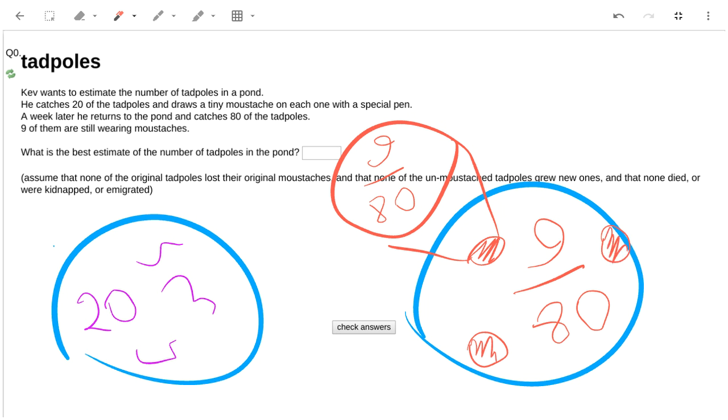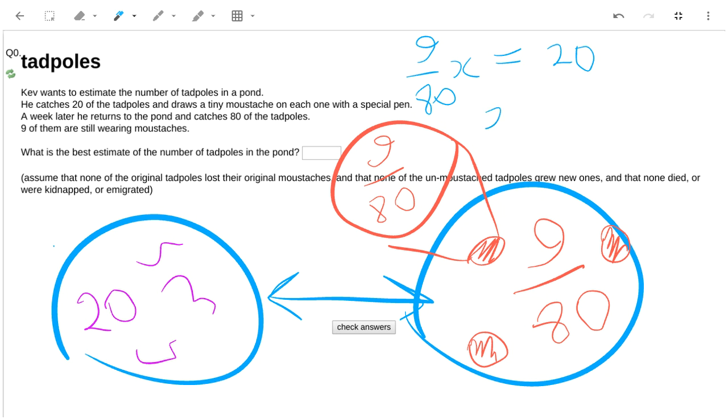allowed to spread out. So if I call my number of tadpoles X, these two must be the same thing. So 9/80 of the total, 9/80 of X equals 20. And then I can find X: 20 times 80 divided by 9. Very easy to remember, actually. Just do the two big numbers and multiply them and divide by the small number.